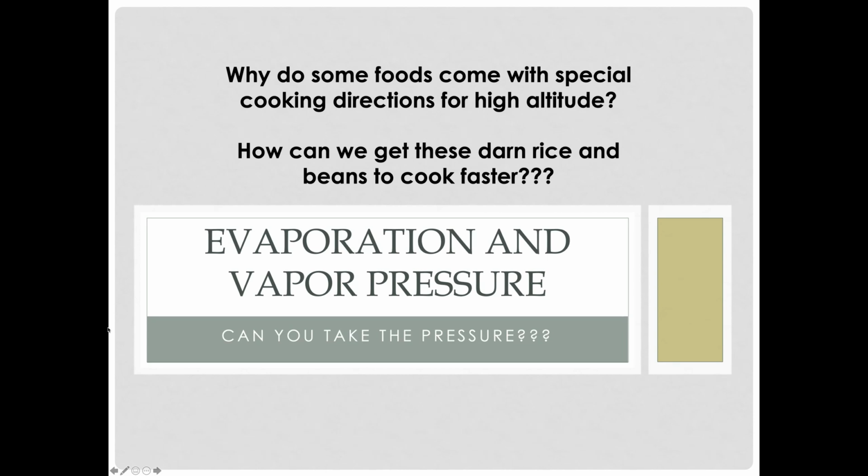Couple of questions we're going to answer during this. Why do some foods come with special cooking directions for high altitude? And because rice and beans take so long to cook, how can we make them cook faster? How do we get this rice and beans onto our plate faster?